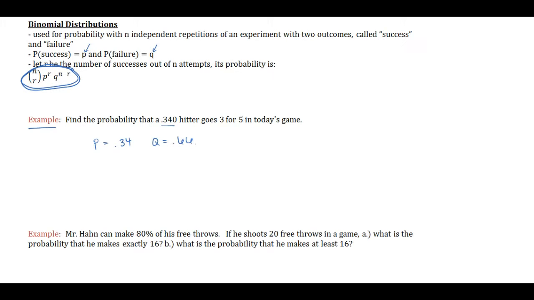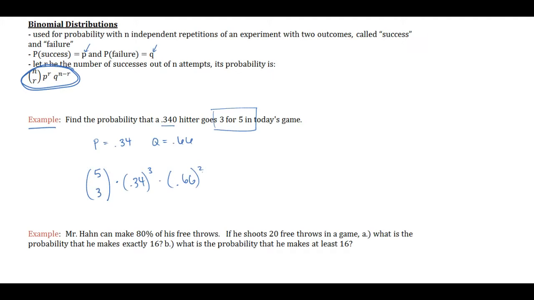If you're successful 34% of the time, then you're not successful 66% of the time. And now I want to know what's the chance that a hitter goes 3 for 5 in today's game. So he's going to get 5 attempts, and what's the chance he gets 3 hits? So how do I set this up? I just go, 5 attempts with 3 being successful. The chance that he is successful is 34%, and that has to happen 3 times, times the chance that he's not successful, 66%, and that has to happen 2 times.